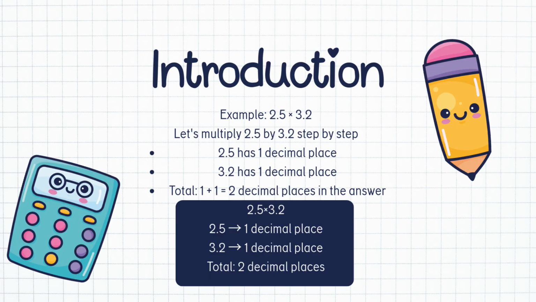2.5 times 3.2. Before we do anything else, we need to count our decimal places. Look at 2.5. The 5 is one place after the decimal point, so that's one decimal place. Now, look at 3.2. The 2 is also one place after the decimal, so that's one decimal place. Add them together. 1 plus 1 equals 2. So our final answer will have 2 decimal places. Remember this number. We'll need it at the end.